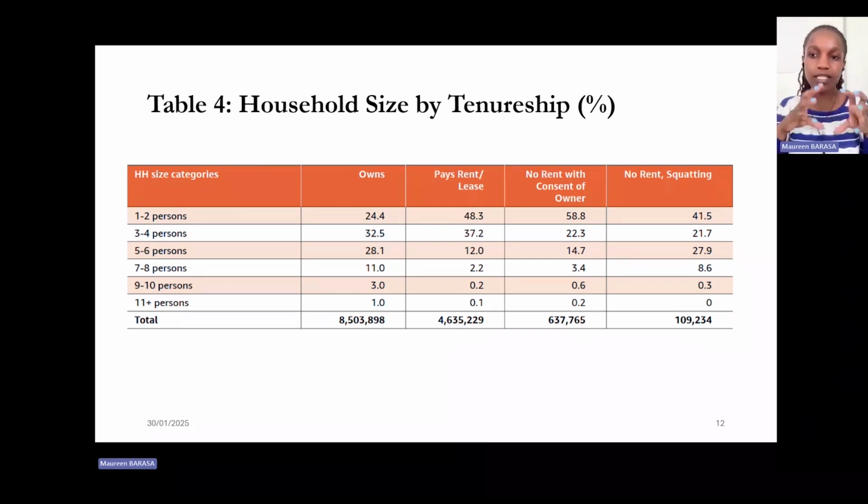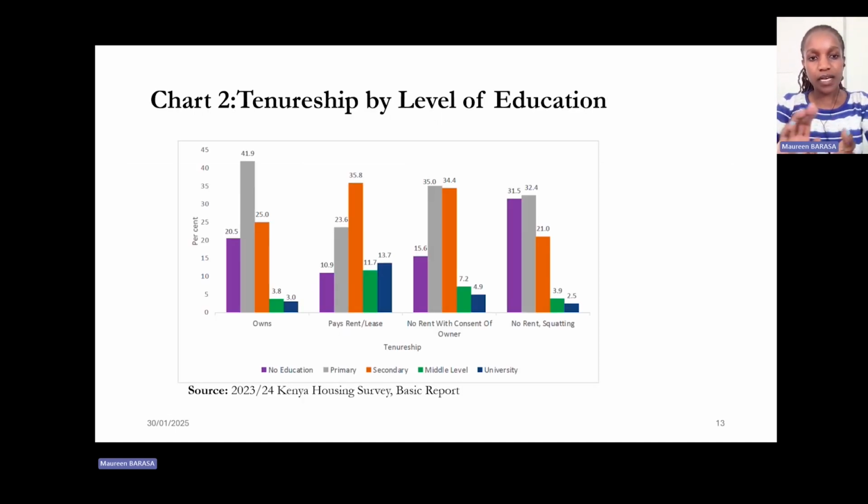And the ownership and renting, leasing, they express the forms of economic exchange. And at least 94.6% of households in the 2023-24 Kenya Housing Survey are either paying rent or owning houses. And this shows a market exists, this exchange of values between the demand and the supply side of the housing market. Then the tenureship by level of education.